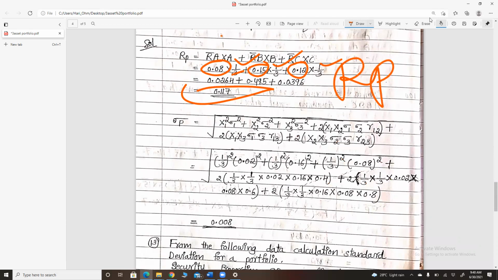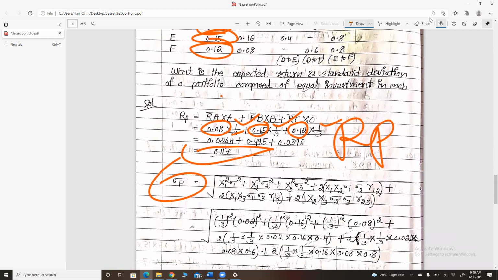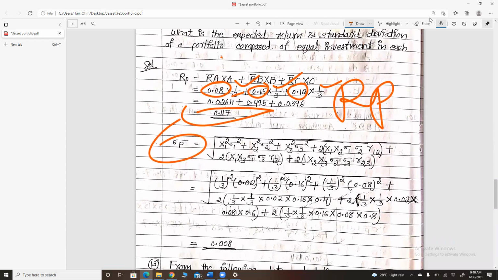Next, you need to calculate portfolio risk. You have to work out the portfolio risk formula. You know that, it is x1 square into standard deviation 1 square plus x2 square into standard deviation 2 square plus x3 square into standard deviation 3 square plus 2 into x1 into x2 into standard deviation 1 into standard deviation 2 into r12 plus 2 into x1 into x3 into standard deviation 1 into standard deviation 3 into r13 plus 2 into x2 into x3 into standard deviation 2 into standard deviation 3 into r23. Okay, this is the formula.